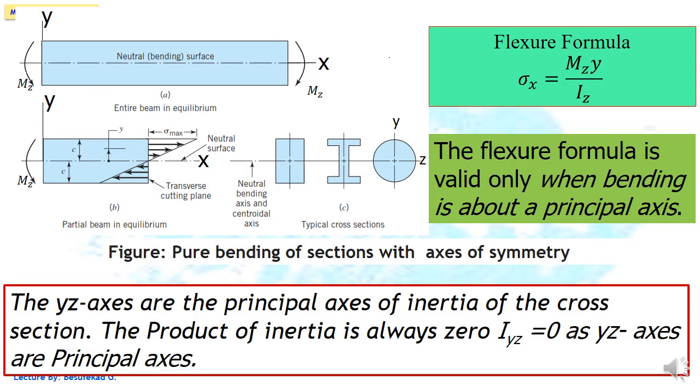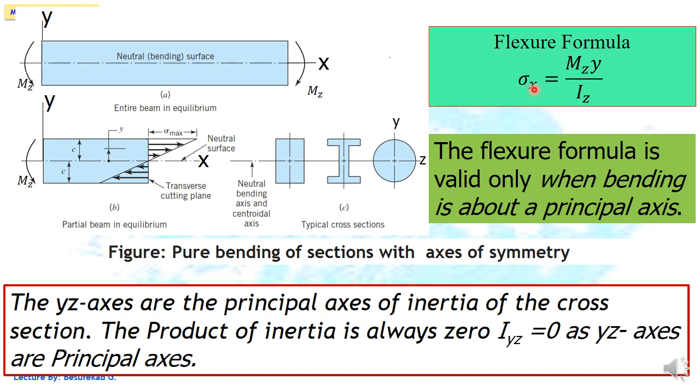Okay, so you remember this equation? This equation is called the flexure equation, and it's applicable for symmetrical bending. Look here on this figure, you can see symmetrical sections. This is a rectangular section, I section, and this is a round section. In all cases, the stress induced due to such bending moments can be found by this expression, which is sigma x equal to Mz y over Iz.